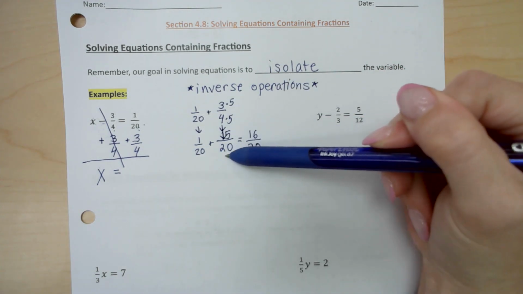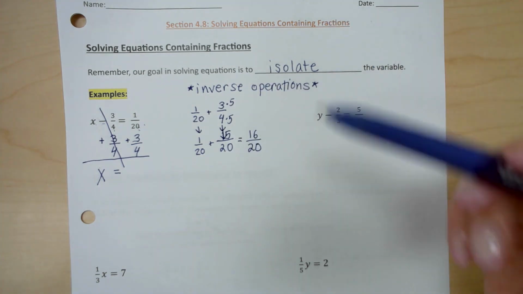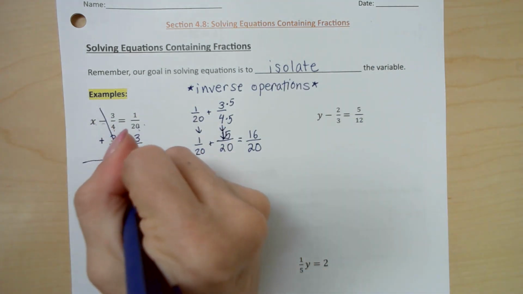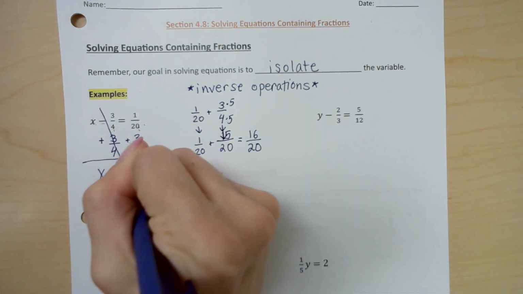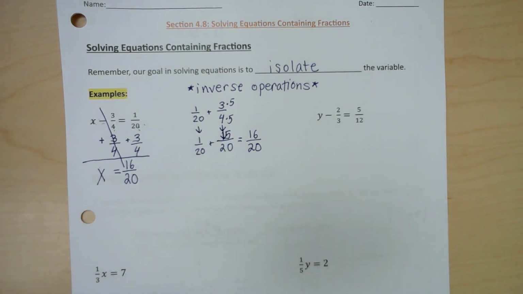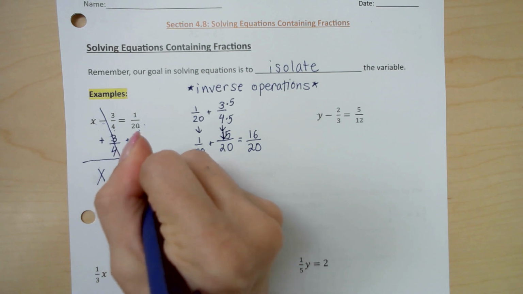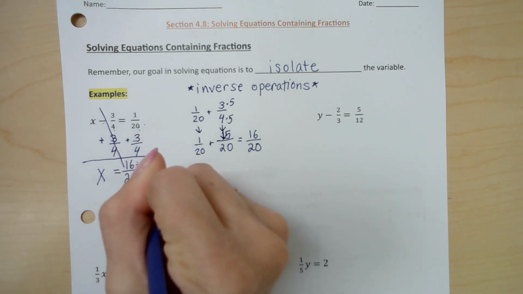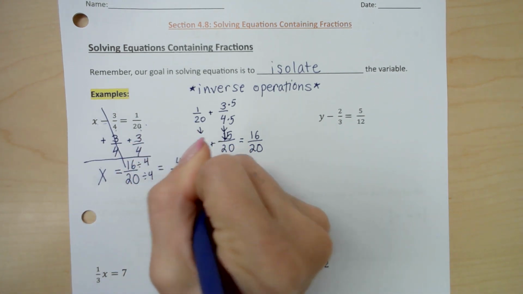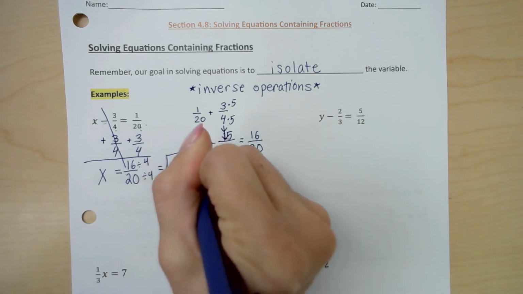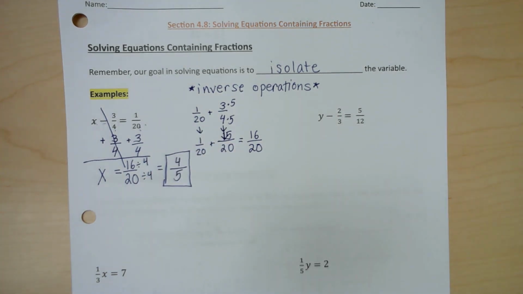We made it common denominators, added it together, and we get 16 over 20, but that's not simplified. So we're going to divide each of these by 4, and we get 4 over 5. So x equals 4 over 5.